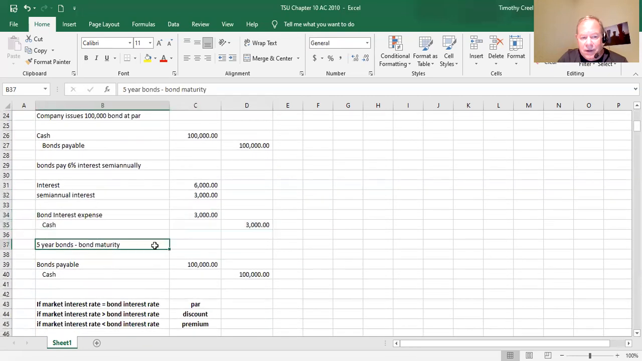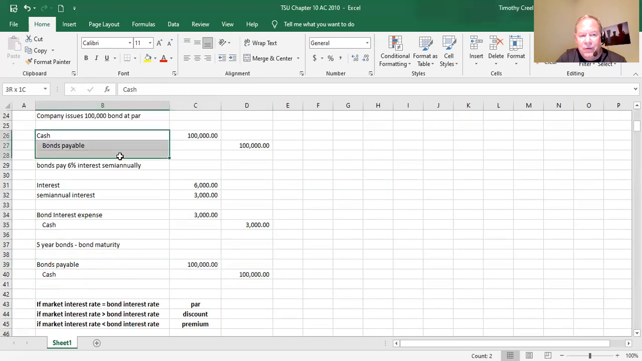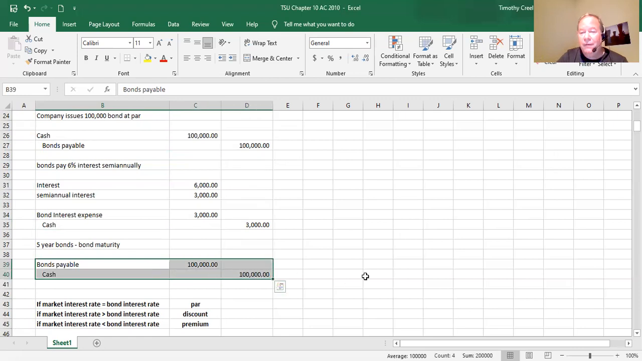And then these bonds are 5 years. So when the bonds mature, the company has to pay back the face value to the bondholders. Notice the journal entry they would do. They're basically reversing the entry they did whenever they first issued the bonds. They're going to debit bonds payable, clearing that liability off their books. They're going to credit cash, and they're going to pay back the face value of the bonds to the bondholders.